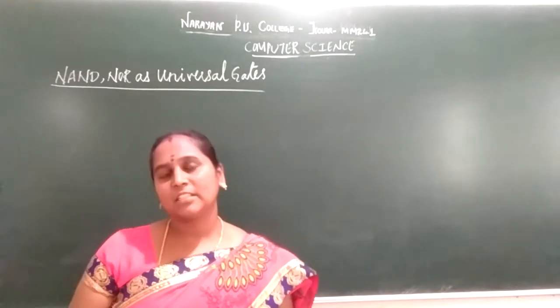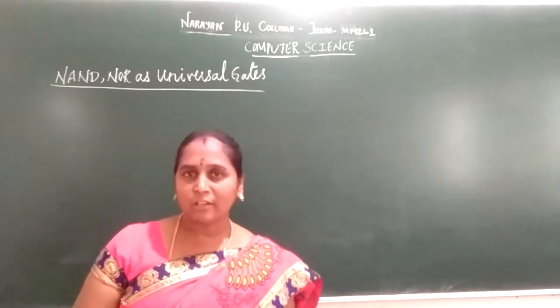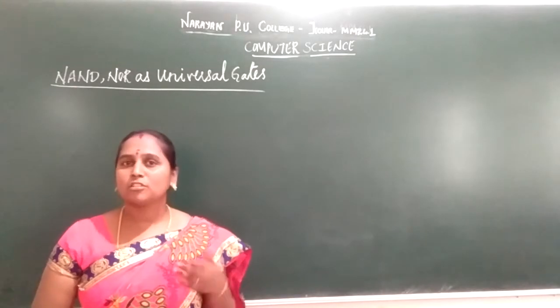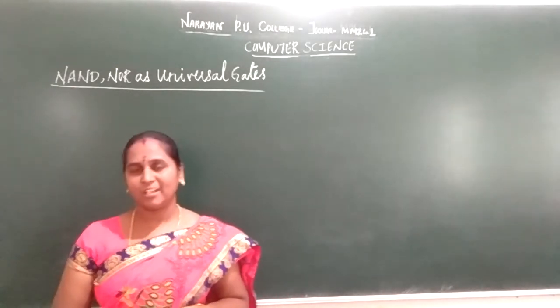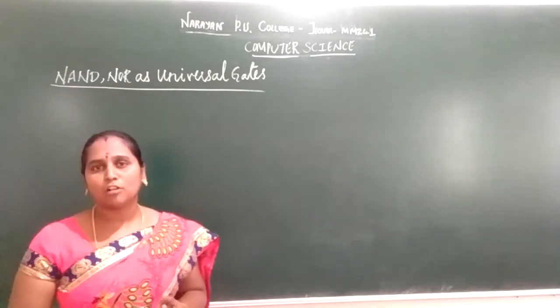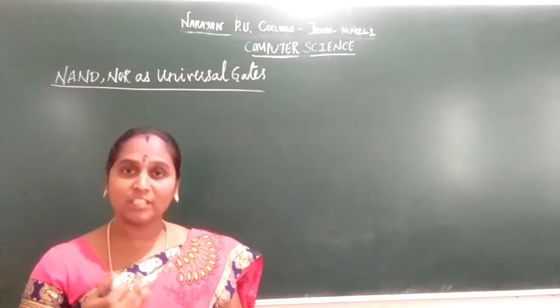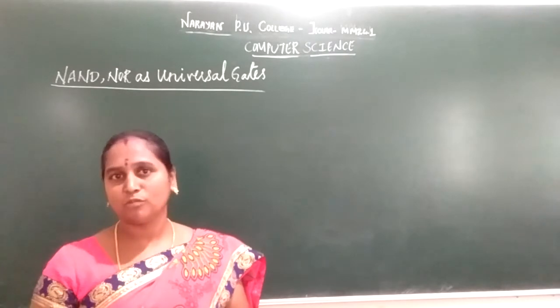Last class we discussed the derived gates, that is your XNOR gate and exclusive OR gate, XOR gate. And in the previous class we discussed the other two types of derived gates, that is your NOR gate and NAND gate. We have already gone in depth into what a derived gate is and how it is classified: NOR gate, NAND gate, XOR gate and exclusive OR gate.